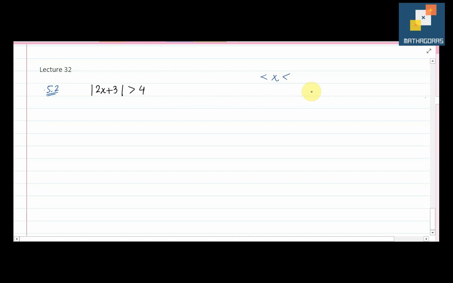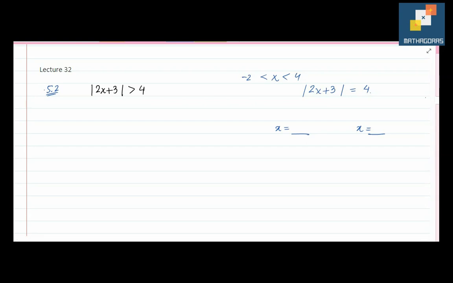Let's suppose your question is 2x + 3 equals 4, right? When you solve the question, you will get the exact values of x. But when you solve the inequality signs, you will have a range of values that x must lie in, let's suppose from -2 to 4. So x must lie between these two values. That is the main difference between exercises 5.1 and 5.2 that we discussed in last class as well.